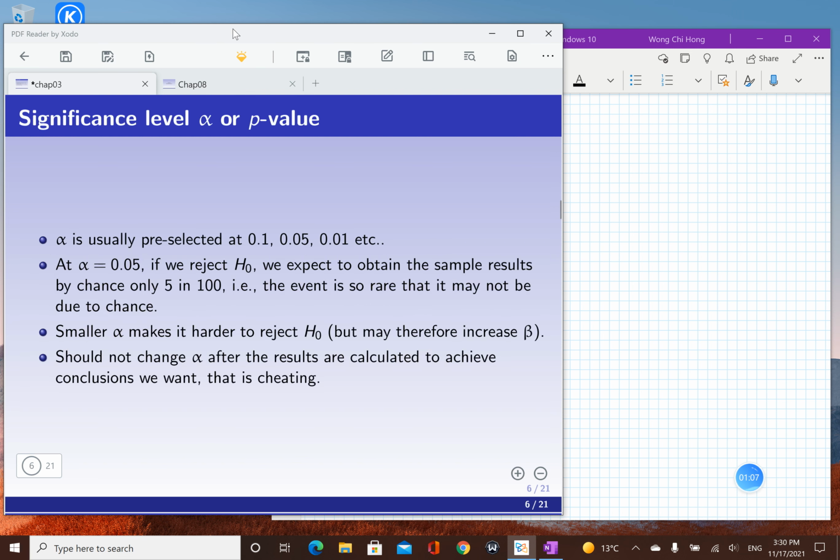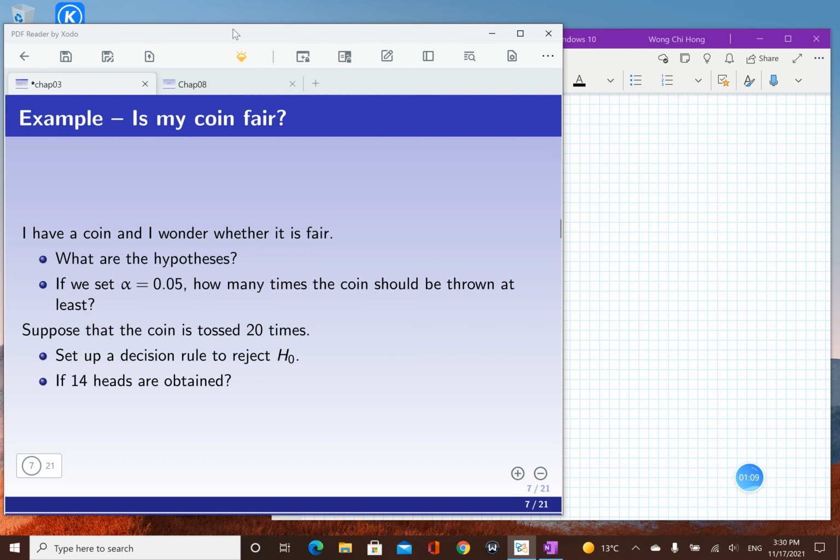We have our little example of my silly little coin, trying to show that this is fair. How would you perform an experiment? We have a hypothesis whether my coin is fair, like the probability of getting heads is exactly 0.5. Then we use our alpha, our significance level here, to determine a critical region.